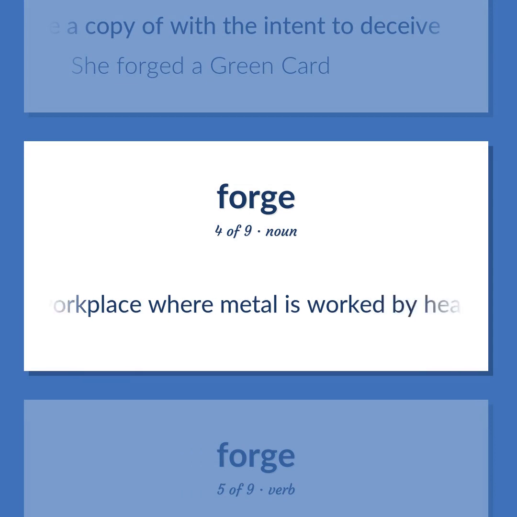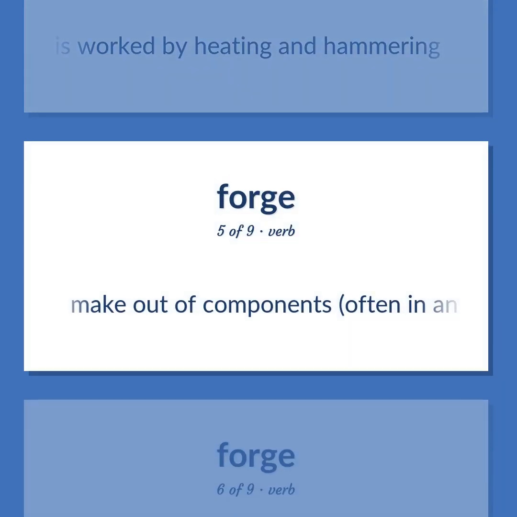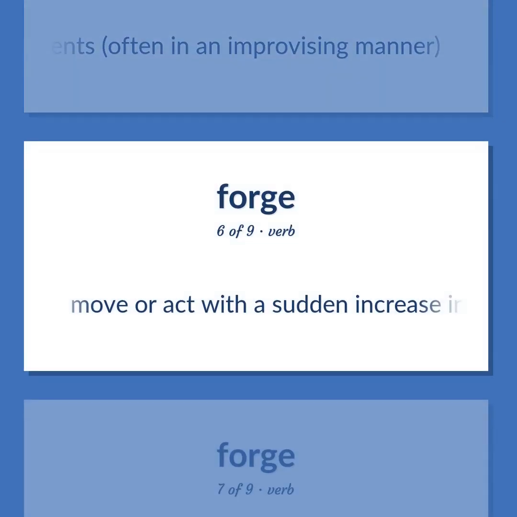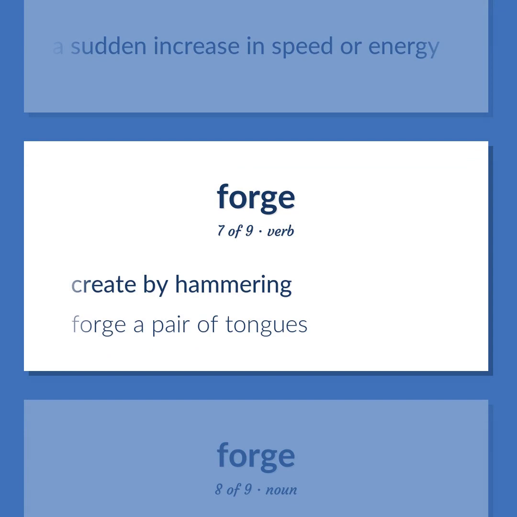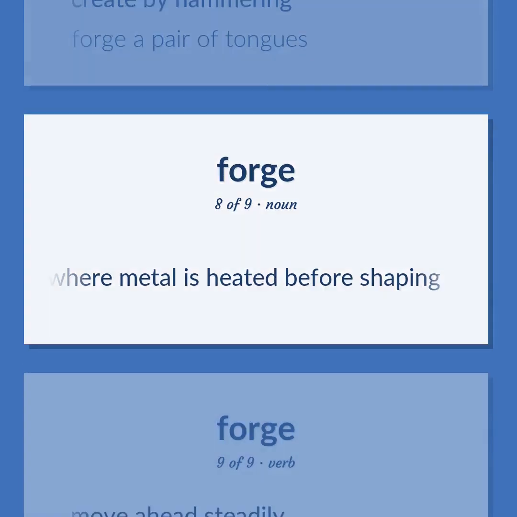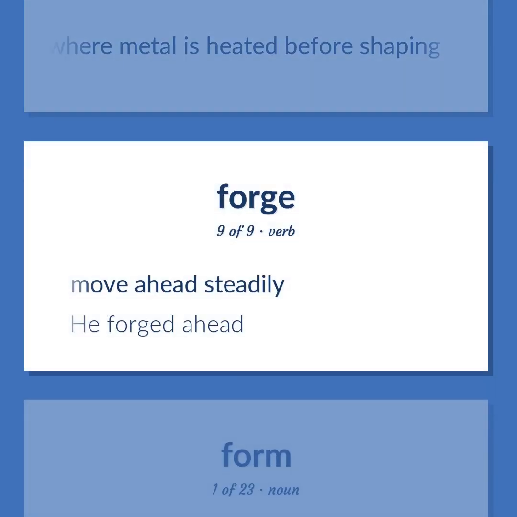A workplace where metal is worked by heating and hammering. Make out of components, often in an improvising manner. Move or act with a sudden increase in speed or energy. Create by hammering. Forge a pair of tongs. Furnace consisting of a special hearth where metal is heated before shaping. Move ahead steadily. He forged ahead.